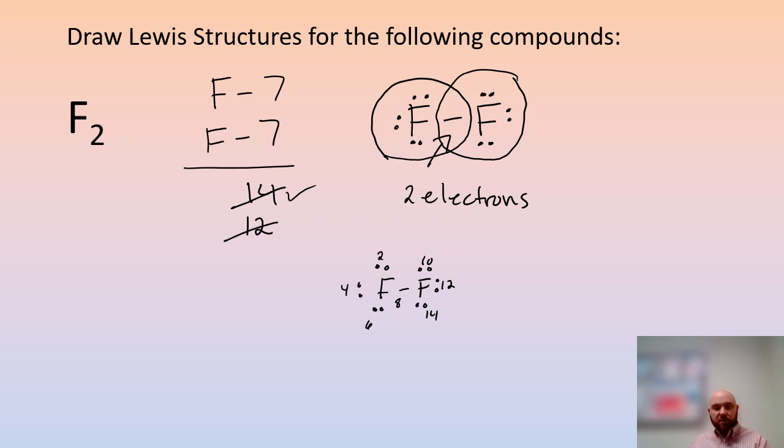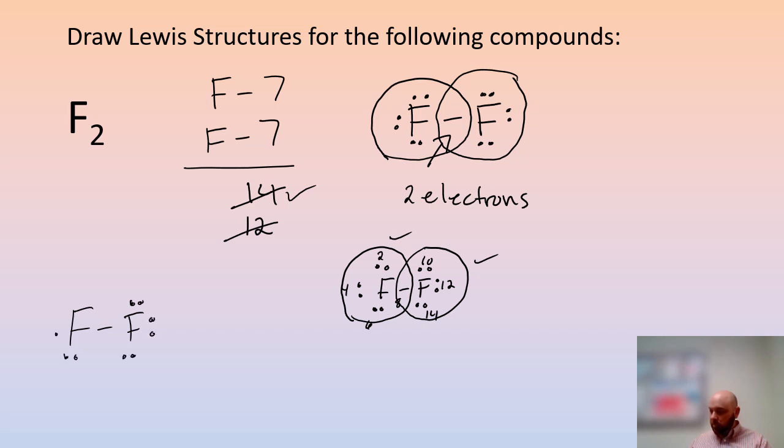And we also want to make sure each atom has a full octet. That fluorine has 8 electrons there, and that fluorine has 8 electrons there, meaning that both have satisfied the octet, and that can be considered the correct Lewis structure for the F2 fluorine molecule.